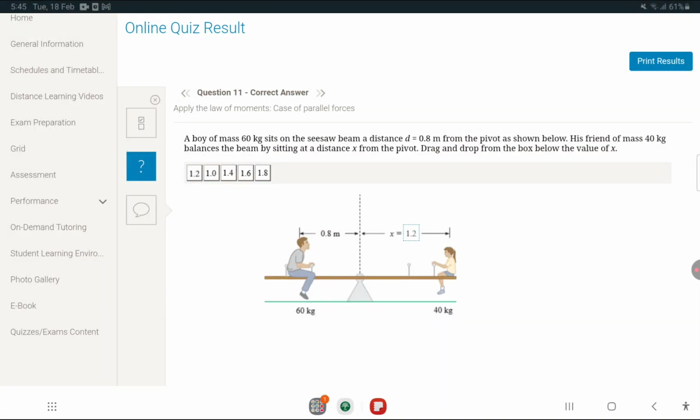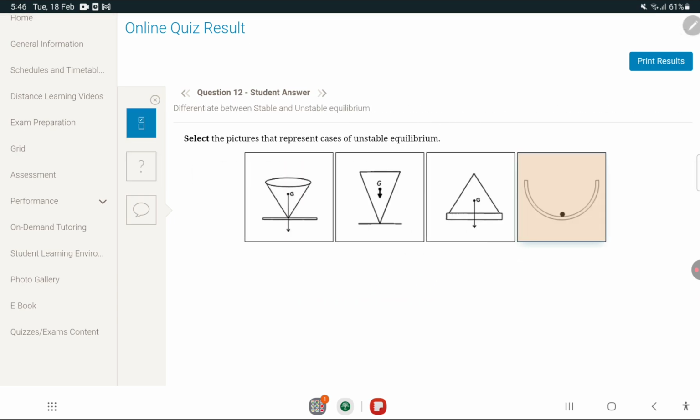That's it. And be careful in this question. In the exam, they might give you the values in centimeters. If they ask here for centimeters, convert it to centimeters. If they ask for meters, convert it to meters. Okay? Okay, here unstable equilibrium. It's again logic.